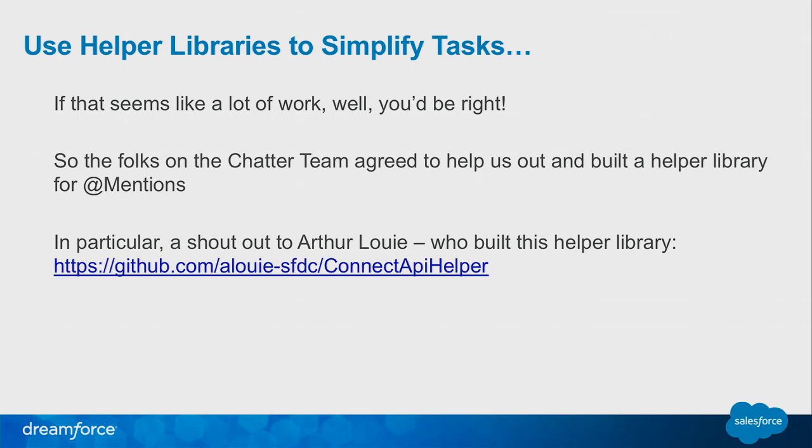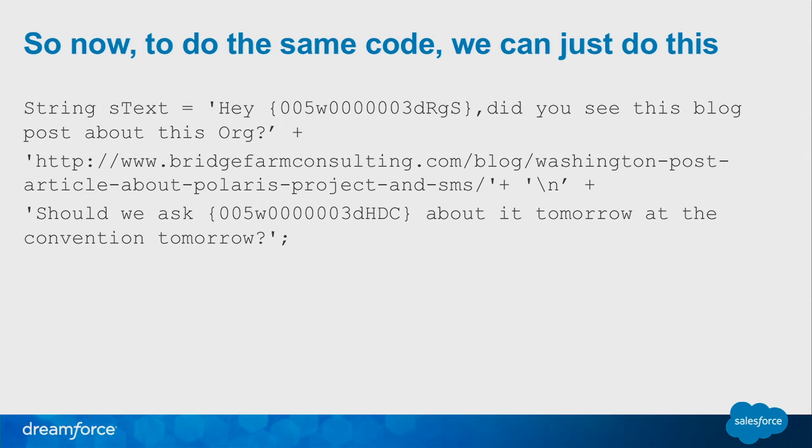So we created a ConnectAPI library. What that means is, when we were creating all those inputs, we've created a parser for each of the inputs. So you'll see how we take the text, and then we wrap the user ID for the mention in braces. We just put in the link. And I don't know, is Arthur Louis here? Thank you, Arthur. So you can thank him afterwards.